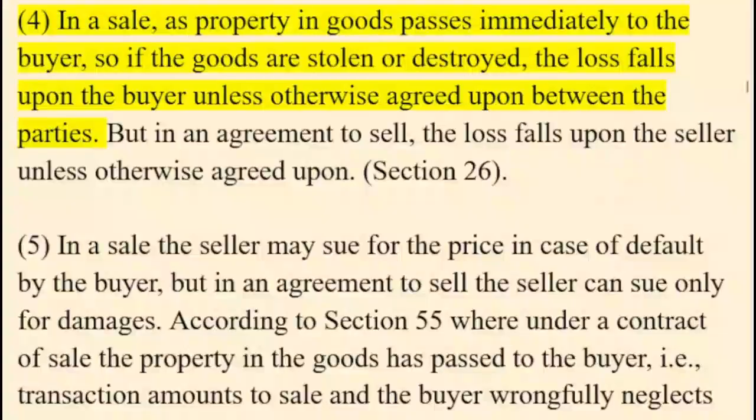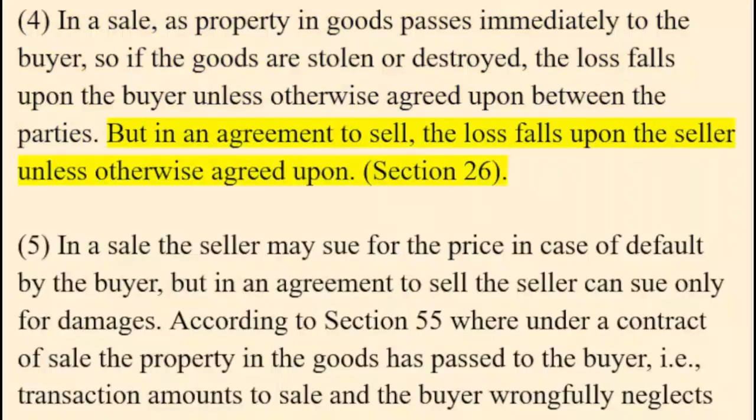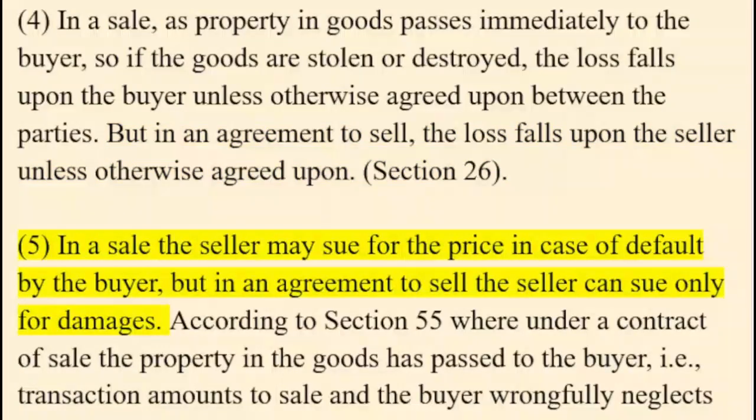4. In a sale, as property in goods passes immediately to the buyer, so if the goods are stolen or destroyed, the loss falls upon the buyer unless otherwise agreed upon between the parties. But in an agreement to sell, the loss falls upon the seller unless otherwise agreed upon. Section 26. 5. In a sale the seller may sue for the price in case of default by the buyer, but in an agreement to sell the seller can sue only for damages.